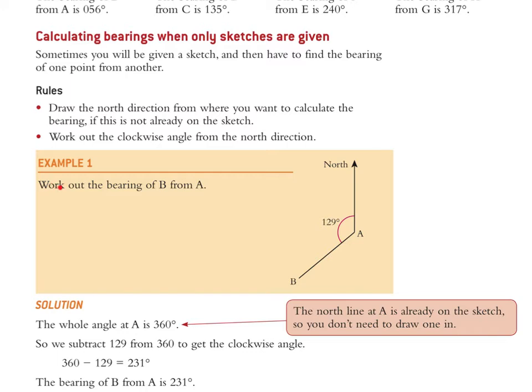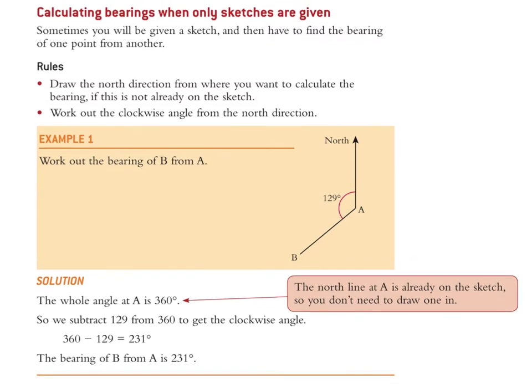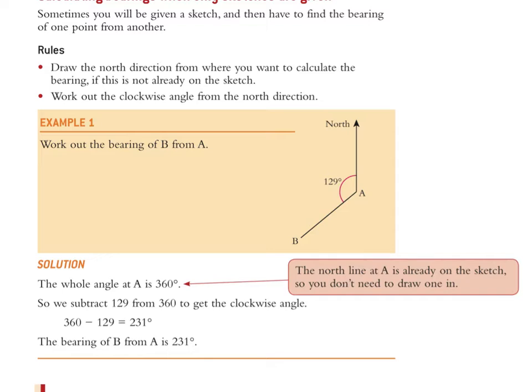So in this question we've got to work out the bearing of B from A. So the angle will be at A, and it's the angle you've got to turn clockwise from north. So if there's north from A, clockwise will be the bearing, which will be this angle here. So the angle will be 360 minus 129, because a full turn is 360, and then you get 231. So we would say the bearing of B from A is 231.